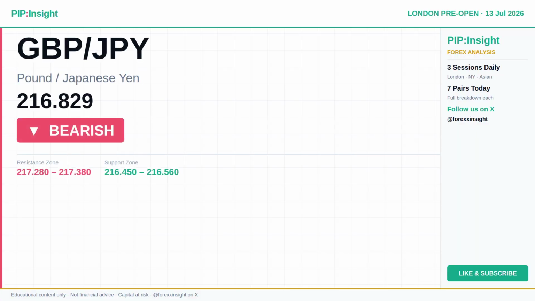Pound yen. The chart is showing tentative bearish structure on this session. The 4-hour trend is to the downside. Resistance is marked between 217.28 and 217.38. Support is marked between 216.45 and 216.56. Here is the full chart breakdown.